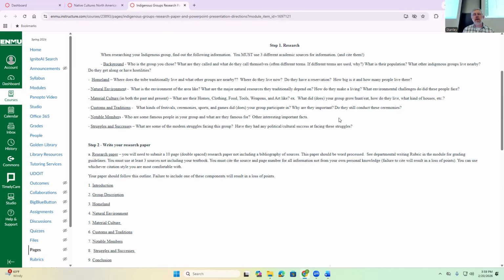This includes a whole range of things, including their types of home, their clothing, their food, their tools, their weapons, their art, etc. What does this group grow, hunt, or eat? How do they live? What kind of houses do they have? All that kind of material culture for your society.